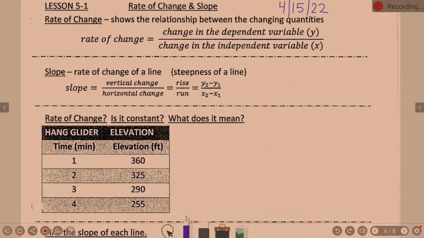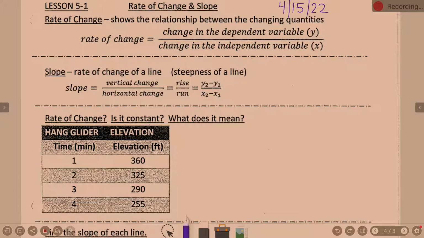Lesson 5.1 is rate of change and slope. And it's our starting place in Chapter 5. As we move into Chapter 5, this is where we learn about equations of a line. And so before we learn about equations of a line, we have to learn about slope.